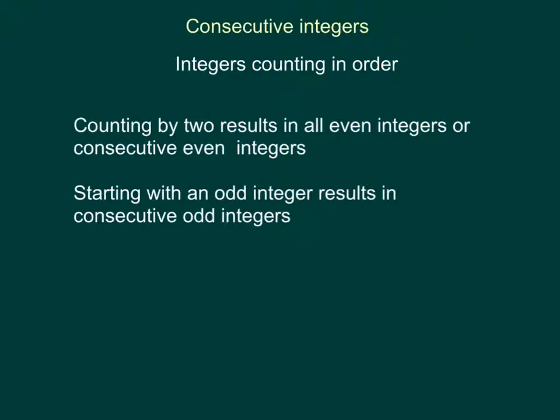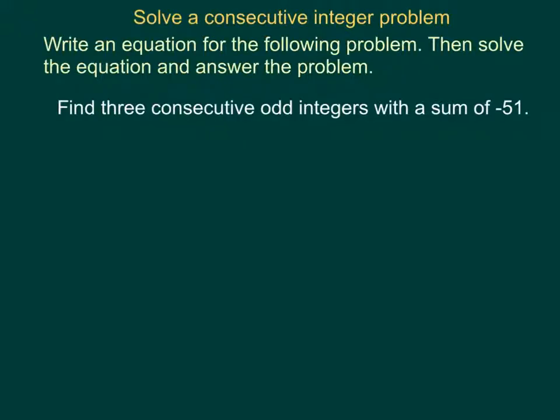Consecutive integers is when we have integers that are counting in order. When we're counting by 2, this results in all the even integers, or we call that consecutive even integers. If we start with an odd number like a 1, 3, or 5, and then count consecutive integers, those are called consecutive odd integers. Solve a consecutive integer problem. Write an equation for the following problem, then solve the equation and answer the problem.